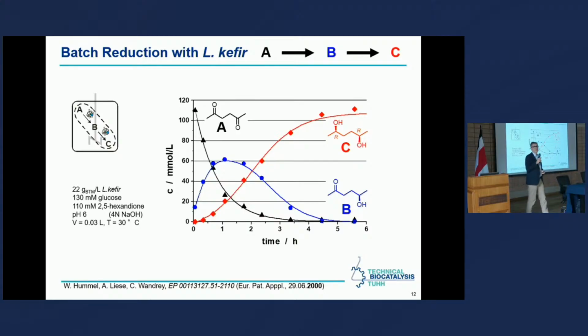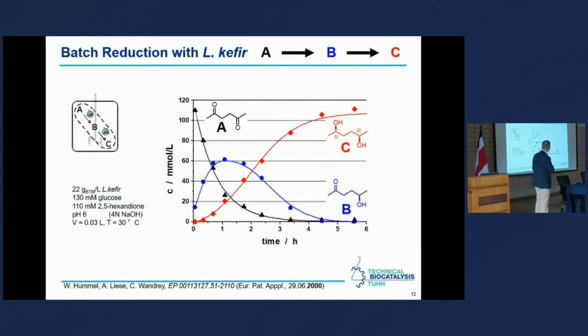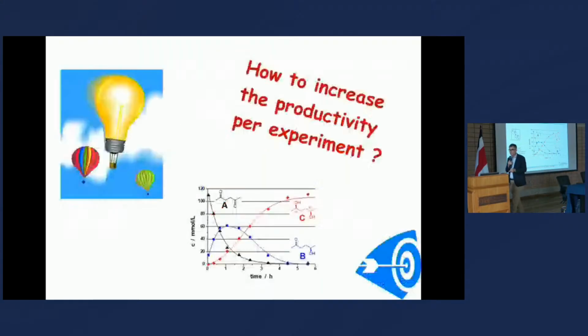Now, this reaction is not good. Why is it not good? Sorry, something missing here. It's not good because we have a very high mass of cells we use per amount of the starting material. We have 22 grams of cells per liter to produce a very low amount of the product in the conversion. So what can we do to do this better?